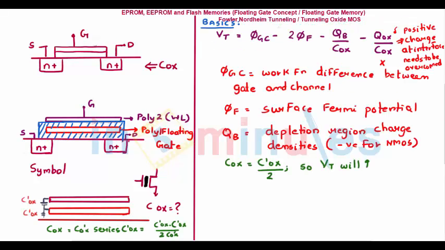Because we need to understand the threshold voltage, we need to understand the basics of threshold voltage. Here in the equation, I am not going to take into consideration this part, which is the positive charge at the interface, which needs to be overcome by the threshold voltage. I am ignoring this term for the time being. QB, which is the depletion region charge density, is effectively negative for NMOS. So this minus of minus will become plus. So this is a positive term.